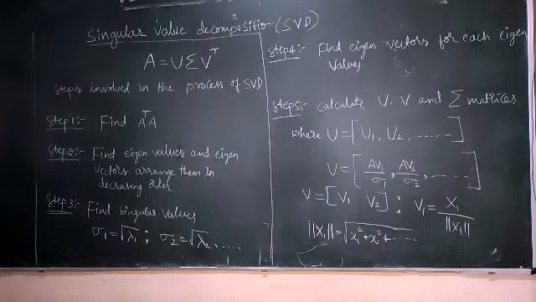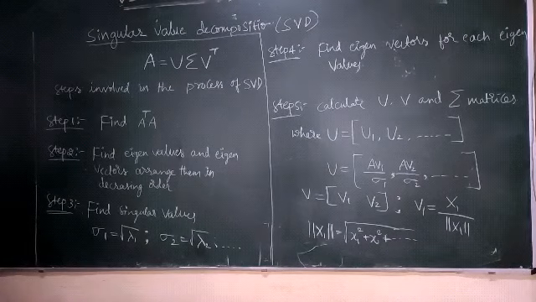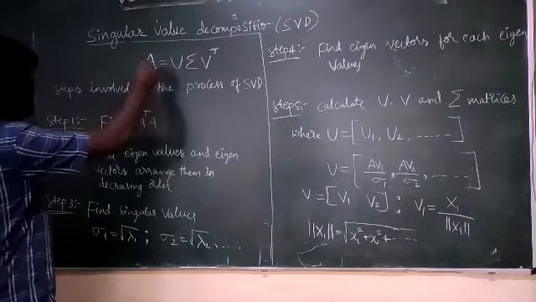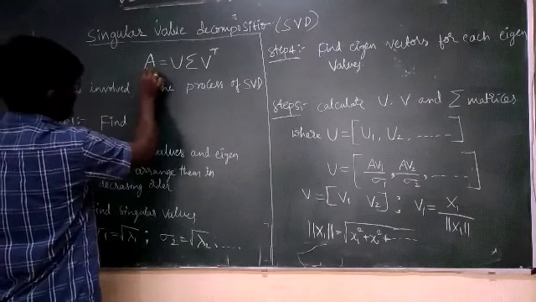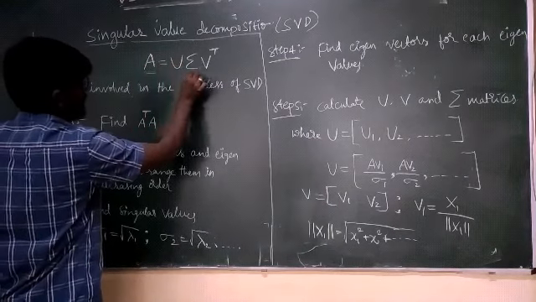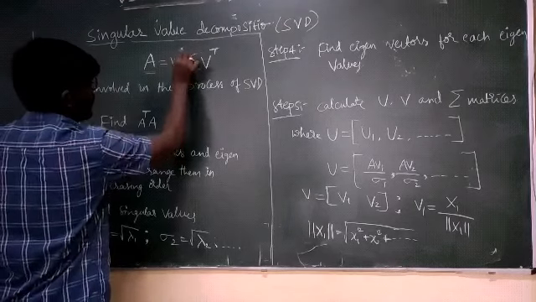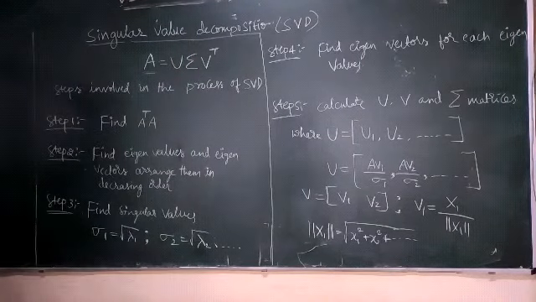So next is singular value decomposition. This is the problem for 8 marks, which will appear in the model question paper. What is SVD? We shortly call singular value decomposition SVD. SVD is a method of decomposing a given rectangular matrix into 3 matrices. Here U and V are orthogonal matrices, and sigma is a diagonal matrix.